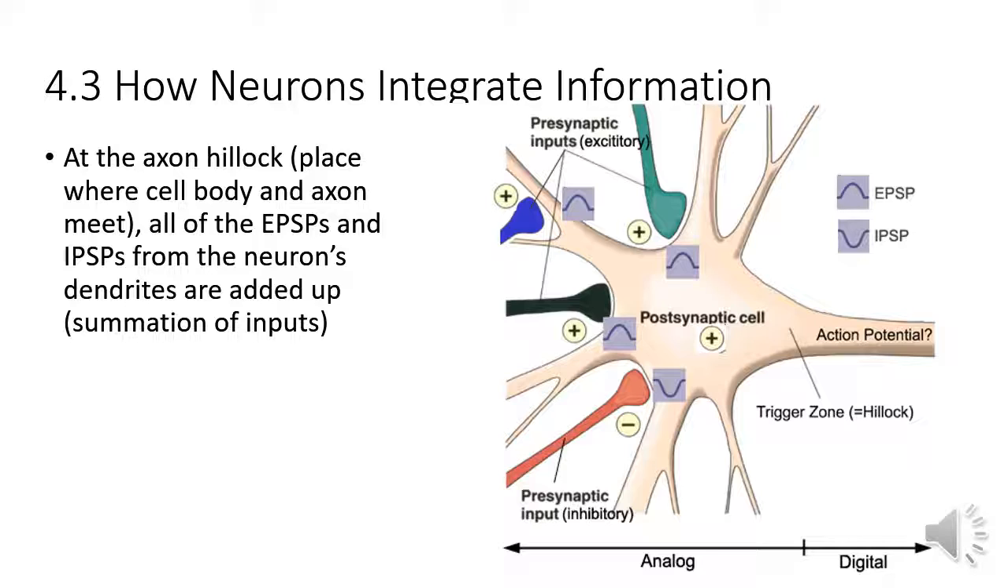The cell soma combines all of these and triggers an action potential if the sum of them is positive. So in this particular example, there are three excitatory inputs and one inhibitory, so the action potential is going to be triggered. This is triggered at the axon hillock, which, if you remember from earlier in the semester, is the place where the cell body and the axon meet. This trigger zone, or hillock, is right at the beginning of the axon.